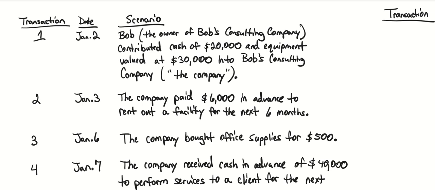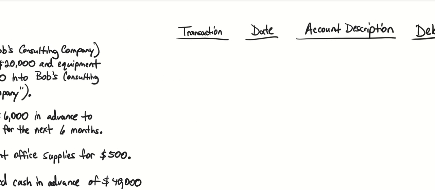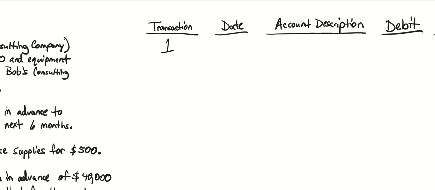So transaction 1, the date is January 2nd. Scenario: Bob, the owner of Bob's Consulting Company, contributed cash of $20,000 and equipment valued at $30,000 into Bob's Consulting Company. And from here on out, I'm just going to refer to Bob's Consulting Company as the company. So this is going to be transaction 1, and the date that was provided is January 2nd. So I'll just put 1-2, January 2nd.